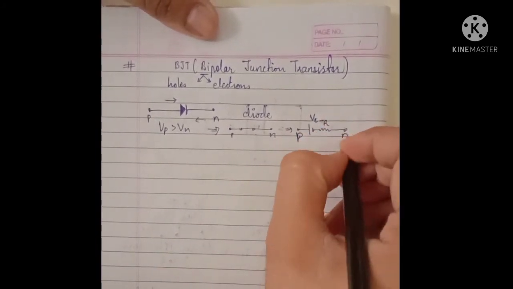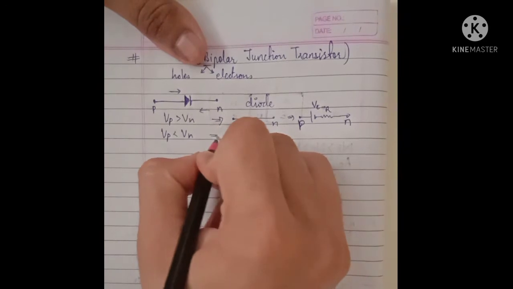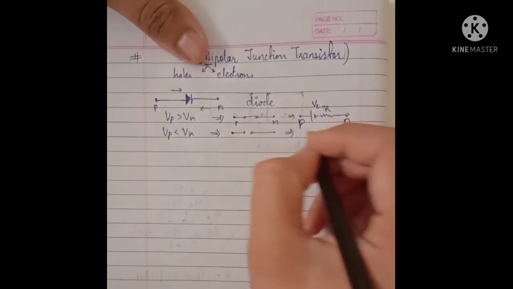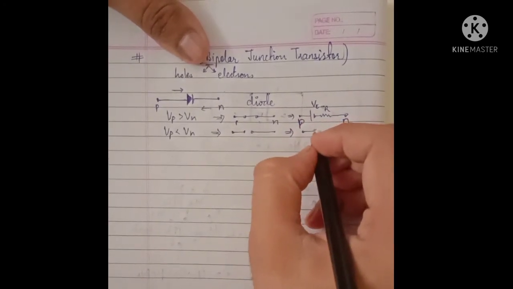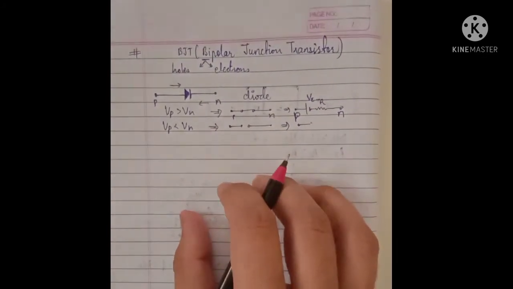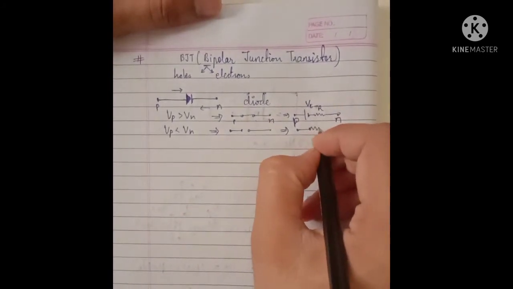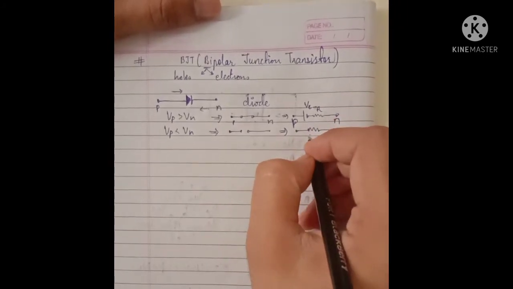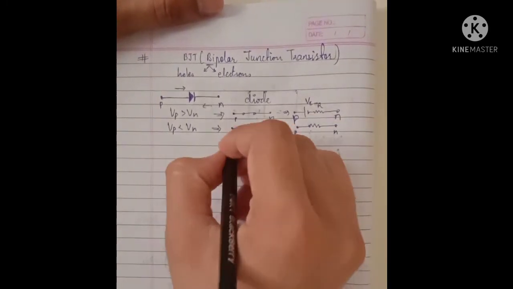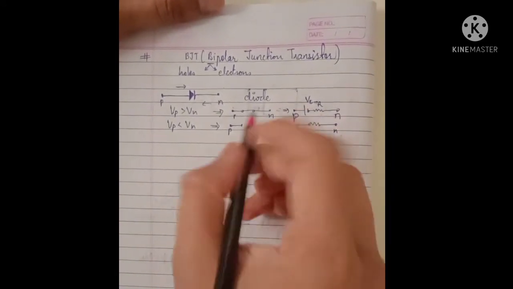This is the P side and this is the N side. But when VP is less than VN, then ideally it will act like an open circuit, no current will flow, and similarly no voltage will appear here. Infinite resistance we can say, because the more the resistance, the less the current. So the resistance will be very high, like in mega ohms or more. So between P and N there is infinite resistance, that's why the current is zero.